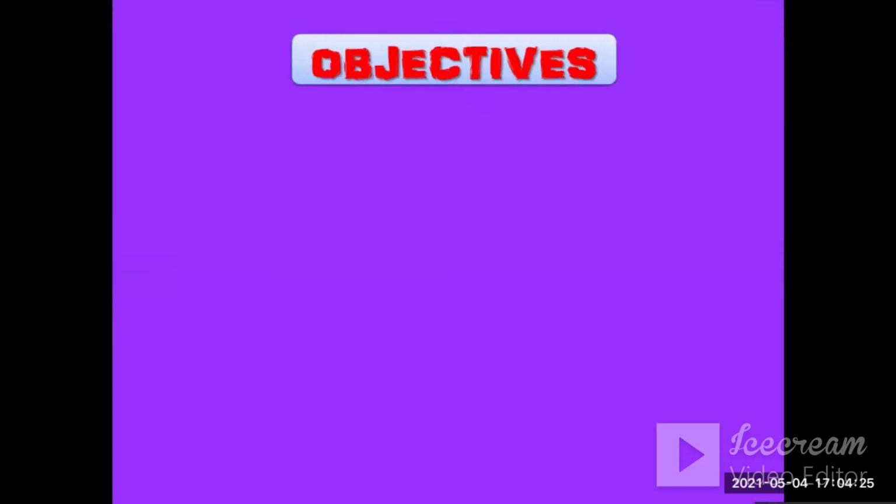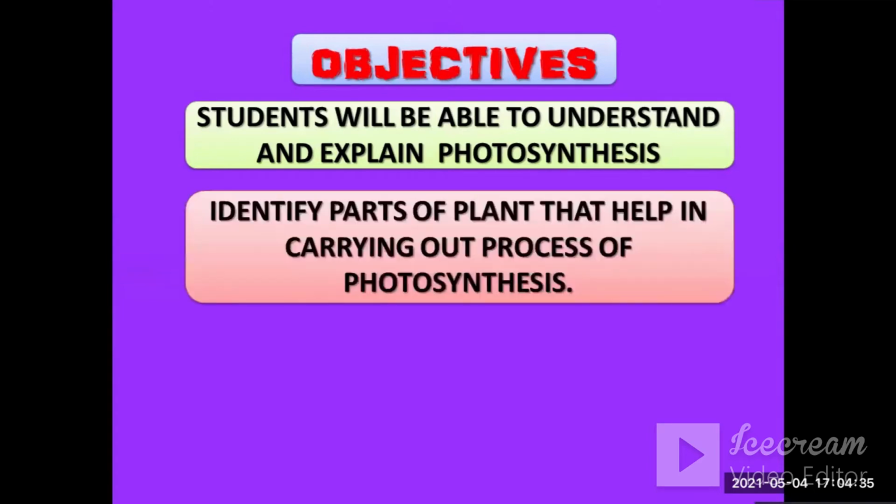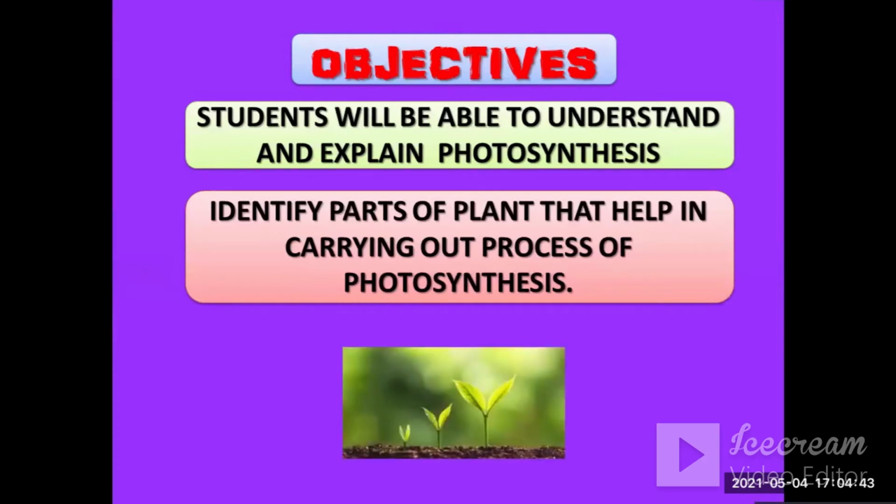Objectives of this lesson. You will be able to understand and explain what photosynthesis is, the process of photosynthesis, and identify parts of the plant that help in carrying out the process of photosynthesis. Let's move on.